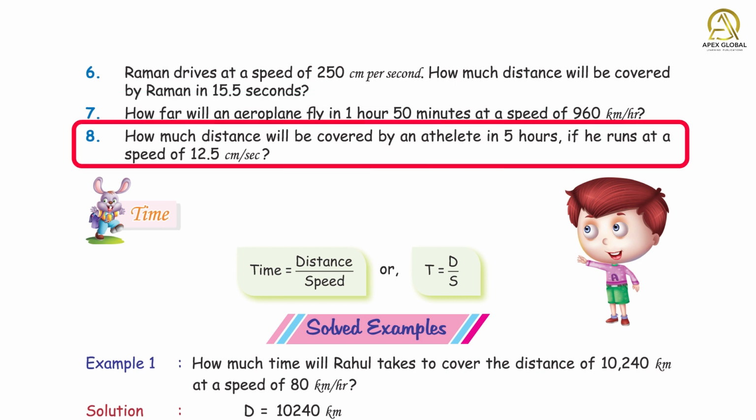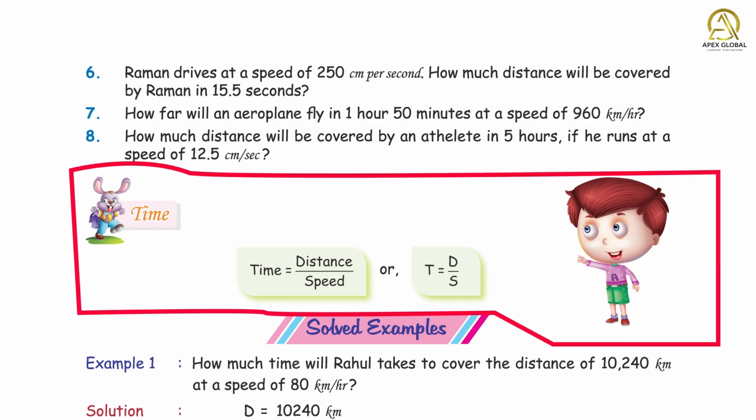Question 8. How much distance will be covered by an athlete in 5 hours if he runs at a speed of 12.5 cm per second? Answer: 2,25,000 cm. Time equals distance upon speed, or T equals D upon S.